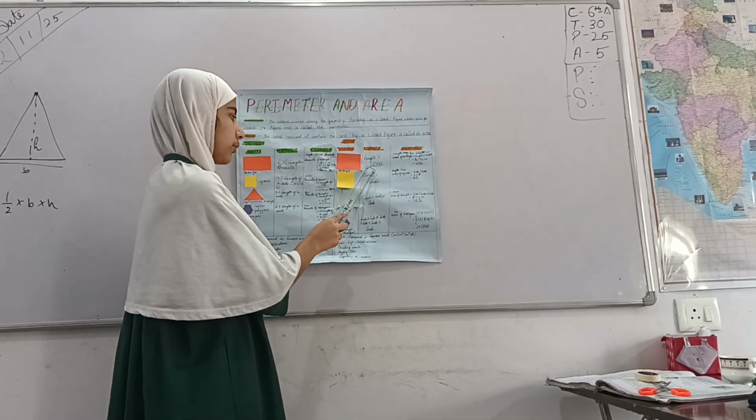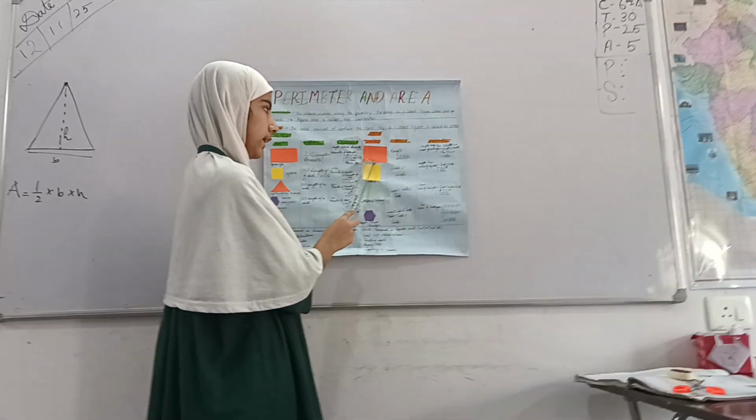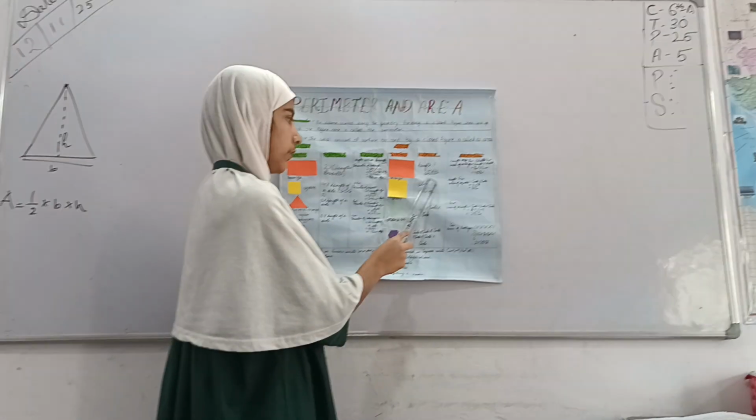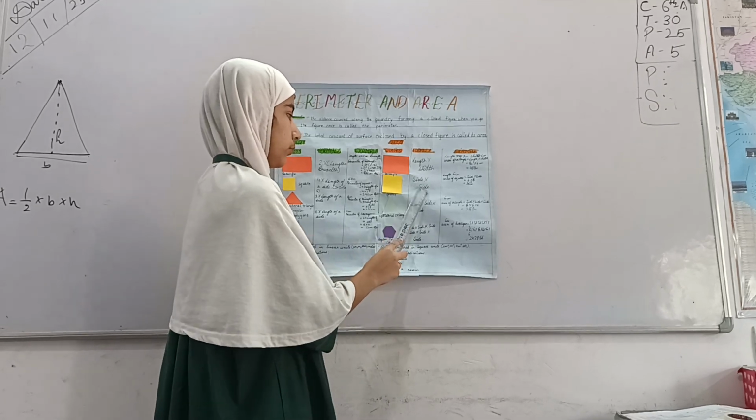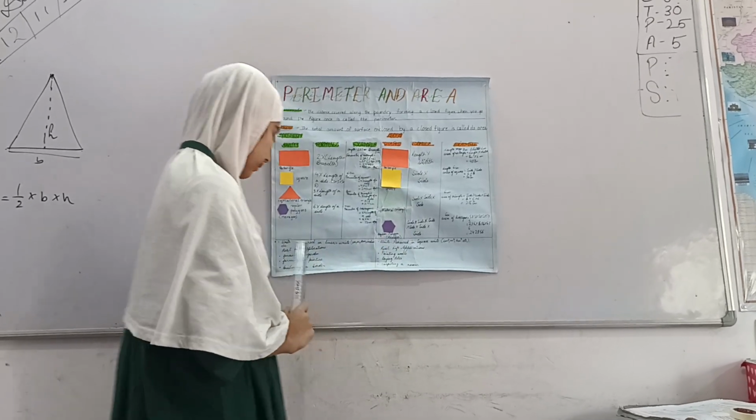Area, shapes and their formula. Shape number 1, rectangle. Formula: length into width. Shape number 2, square. Formula: side into side.